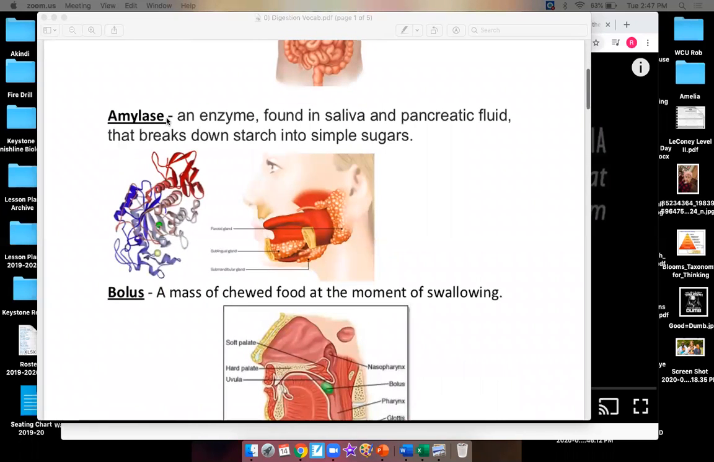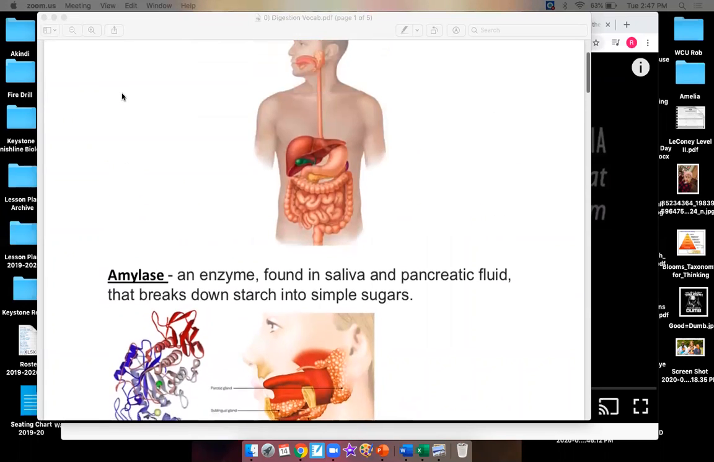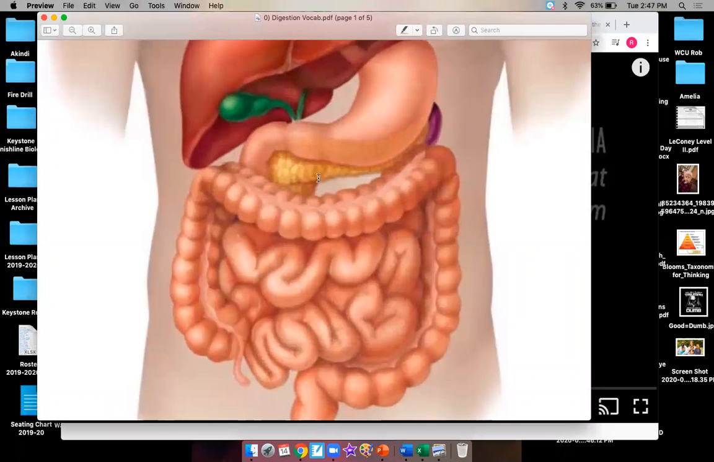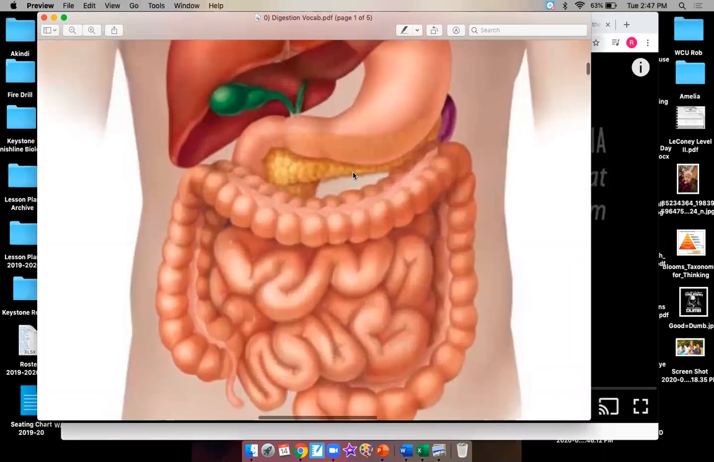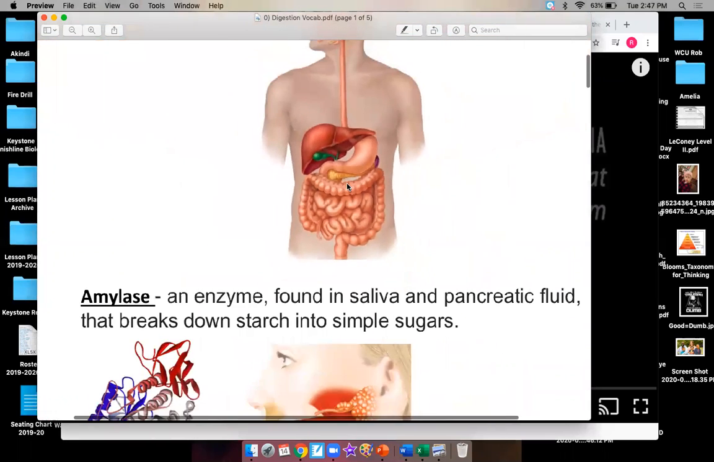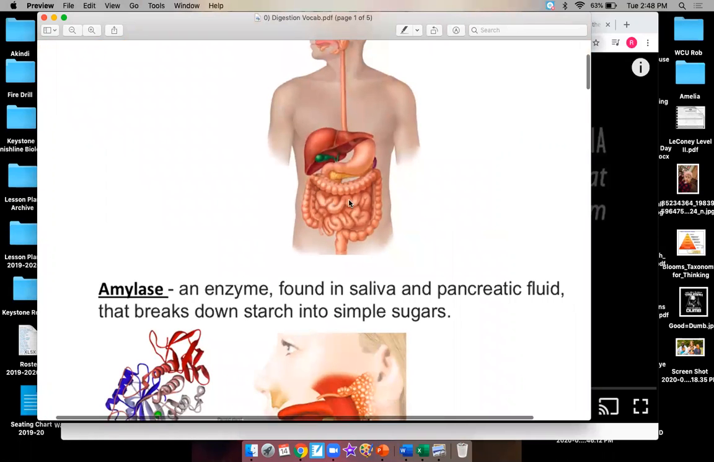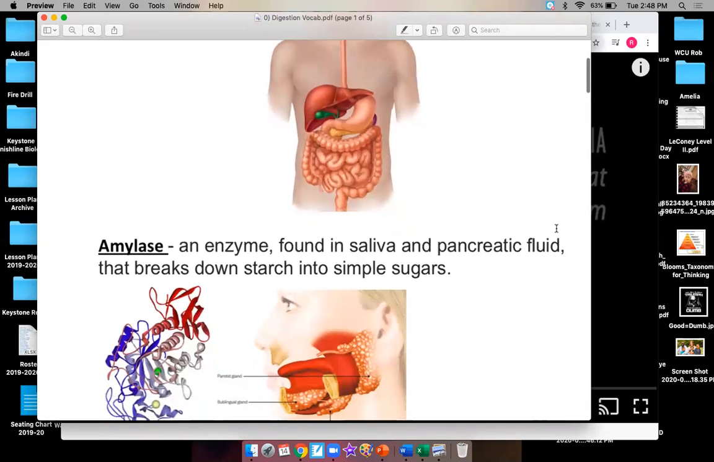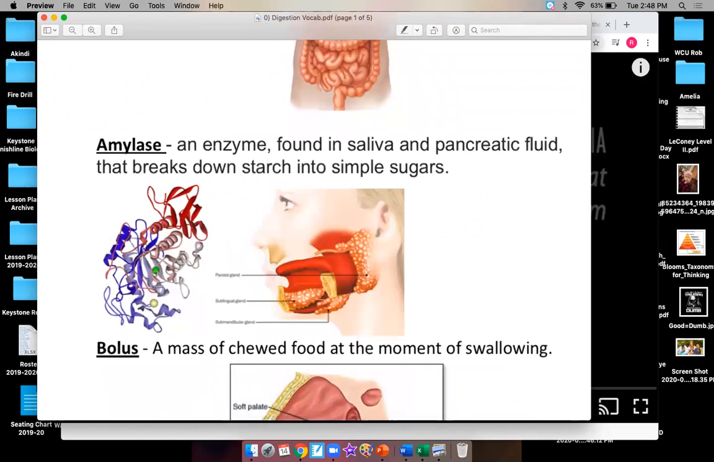Next word, amylase, an enzyme found in saliva and pancreatic fluid. All right, pancreatic fluid is, if you see this yellow thing, let me zoom in. It's not going to let me zoom in. Here we go. All right, this yellow thing back here is your pancreas. It produces a digestive fluid that gets poured into your small intestine. That's your pancreatic fluid, also known as pancreatic juice. Amylase is a specialized enzyme.